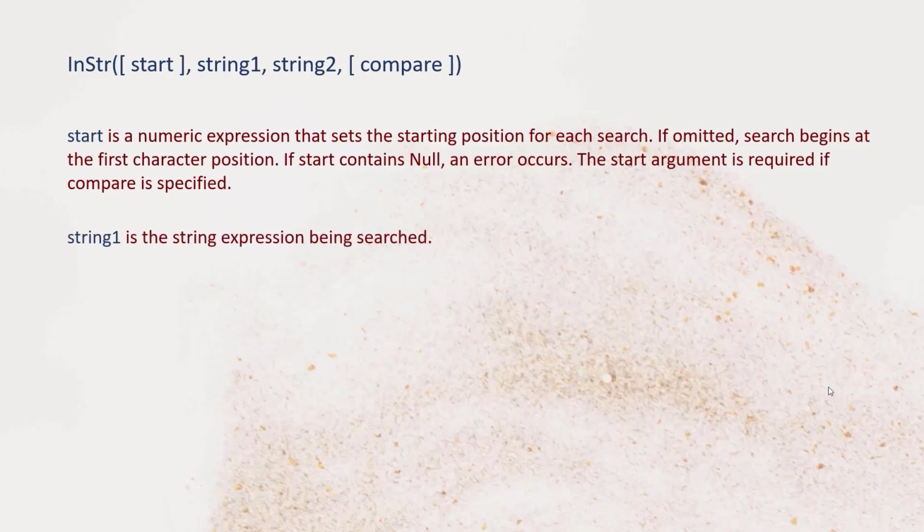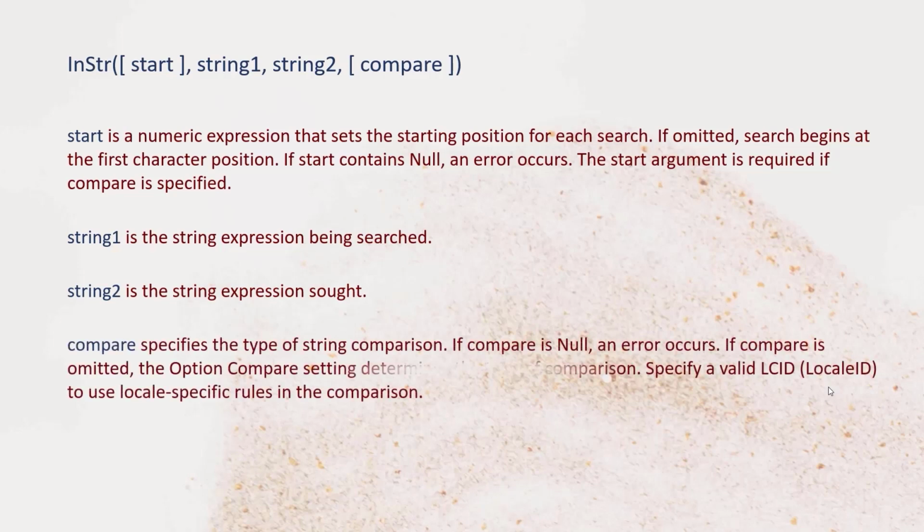String1 is the string expression being searched. String2 is the string expression sought. Compare, which is optional, specifies the type of string comparison. If compare is null, an error occurs. If compare is omitted, the option compare setting determines the type of comparison.